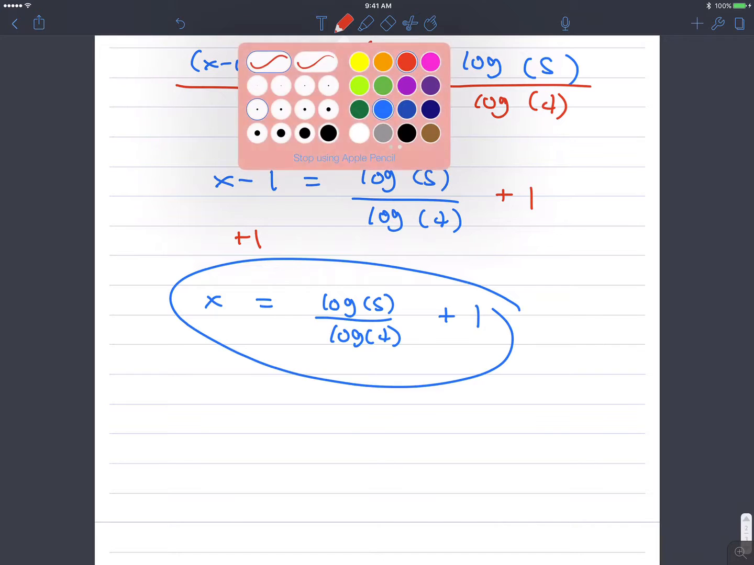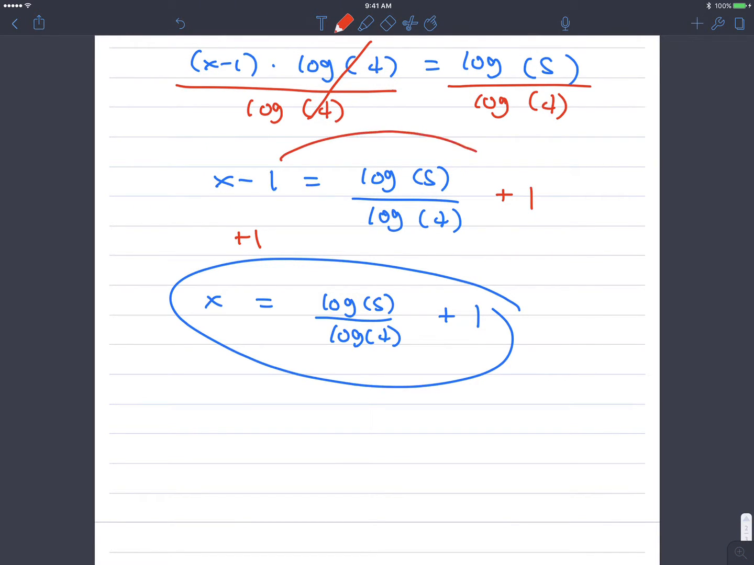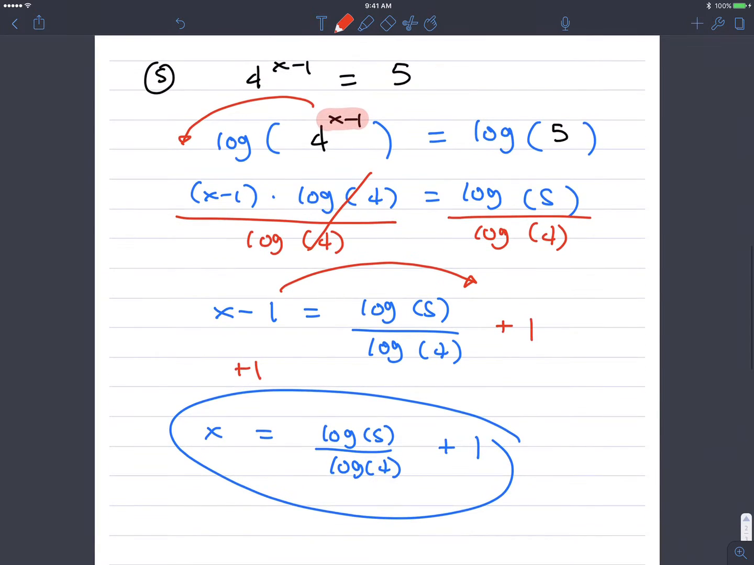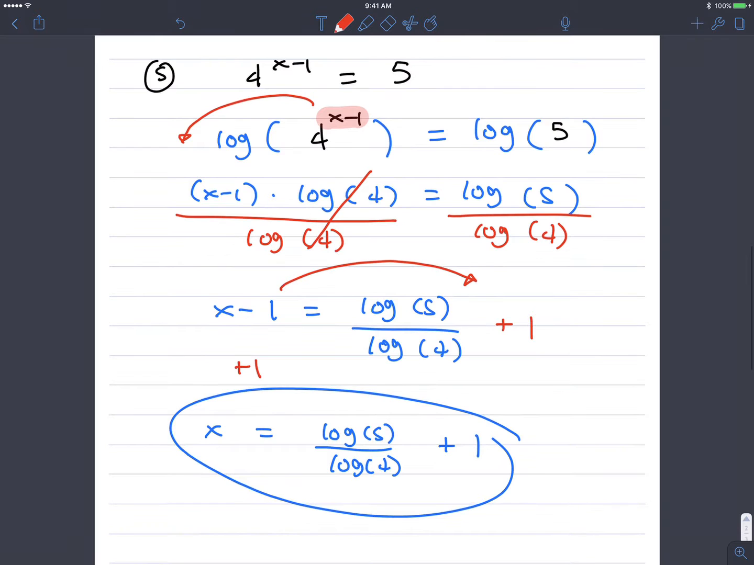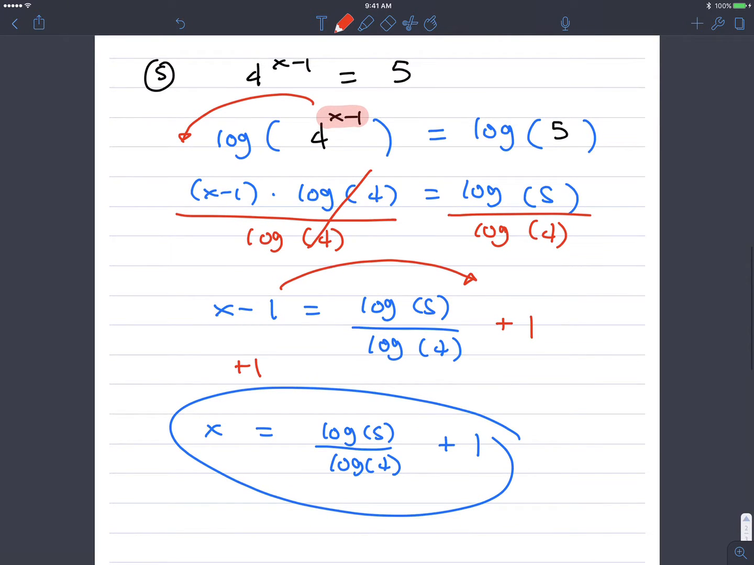I want to remind you, sometimes people like to move that 1 to the other side, and if you do, just change its sign, and we can very easily solve that exponential equation. This is number 5.